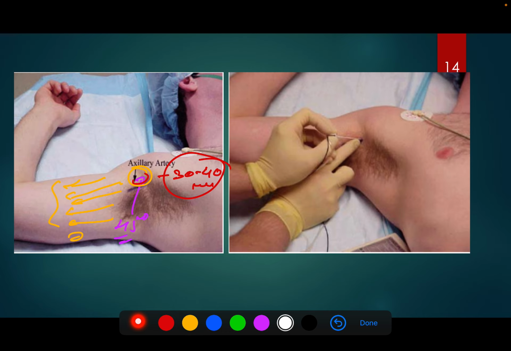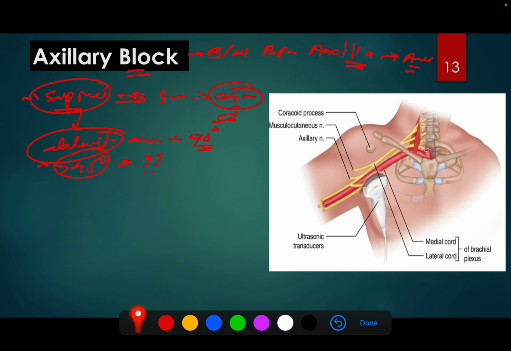But it will spare one nerve. That nerve is musculocutaneous nerve. Why is the musculocutaneous nerve spared? Look at here. So patient is in supine position. We identify the axillary artery, and then just superior to this we try to inject over this region. This musculocutaneous nerve is most lateral. It is leaving the arm most laterally, so that when you try to inject the local anesthesia in this region, this nerve is not blocked, right?